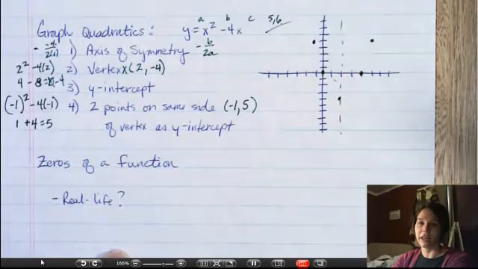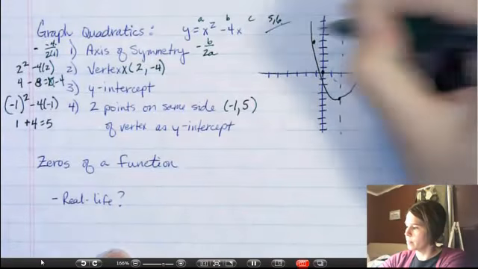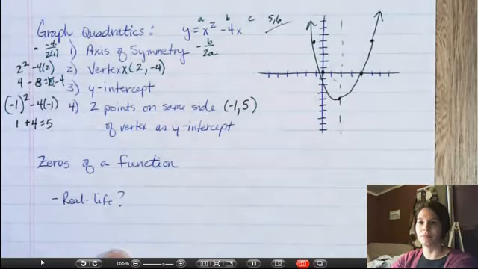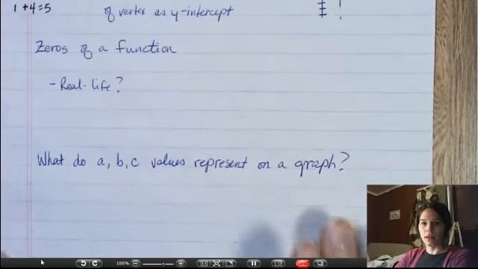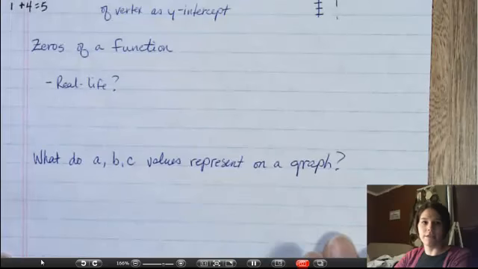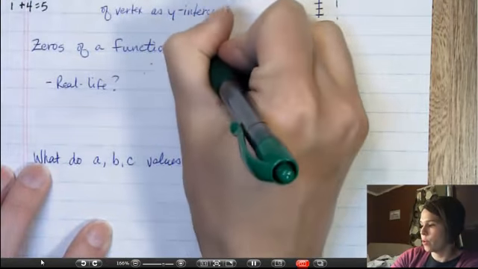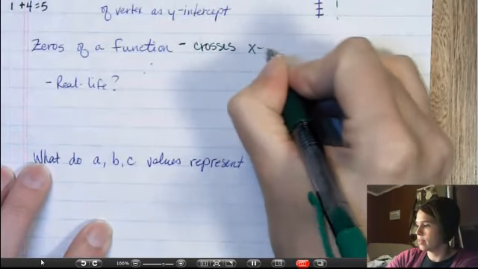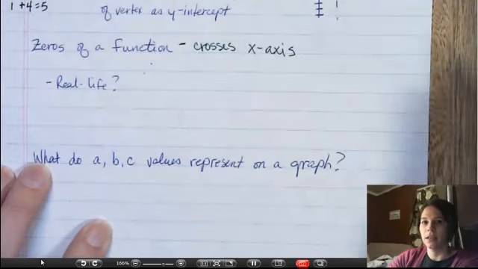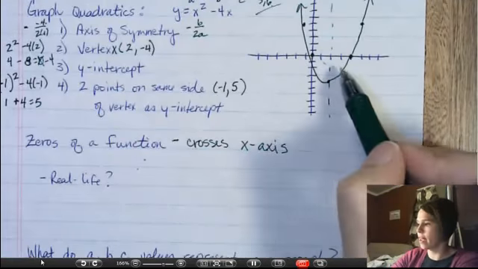And now I've got a basic parabola shape. Come on in, sketch it in. Couple more things to think about. Zeros are where a function crosses the x-axis. So if I go back, we'll just use this graph that I have.